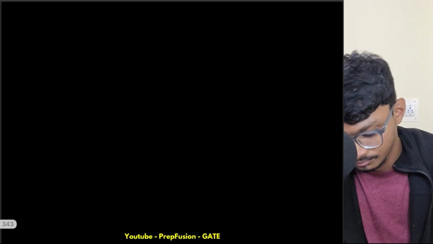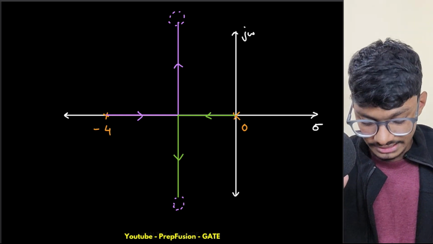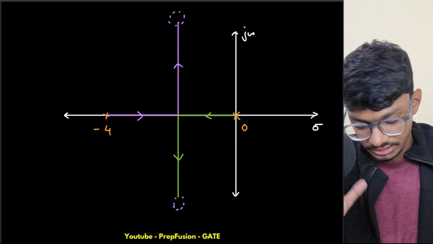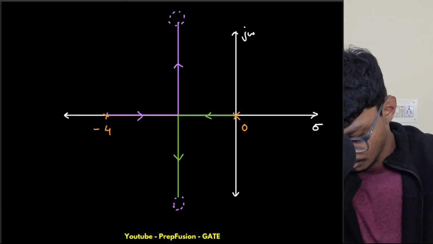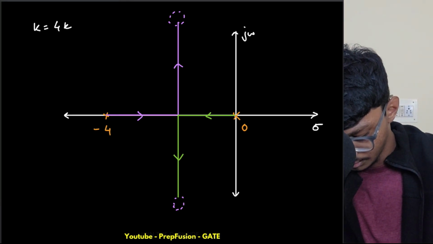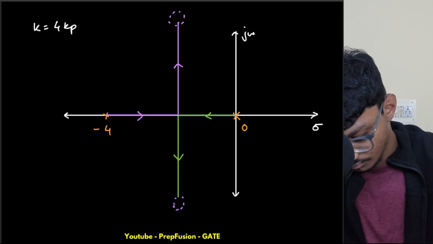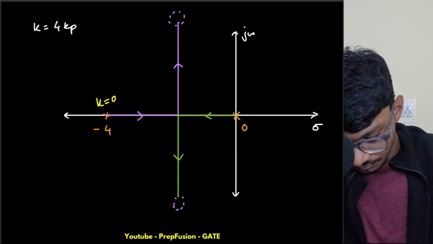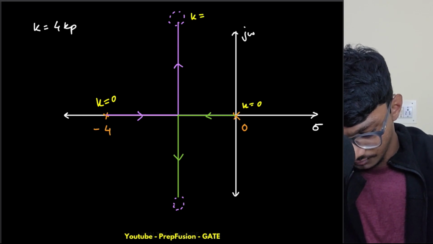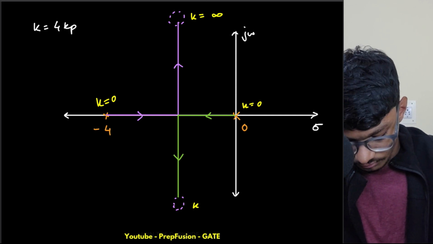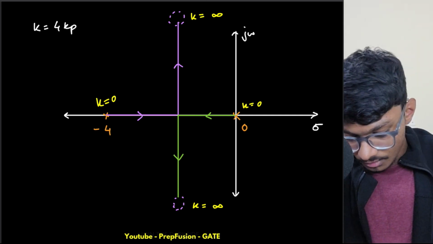So I will draw the same. This will be the root locus. Basically here we are varying that 4kp, let's say k equals 4 kp, and k is varying from 0 to k equals infinity.